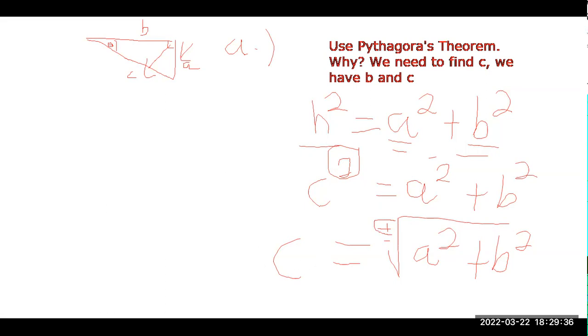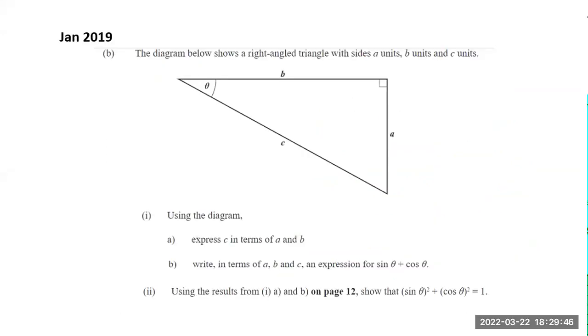So going back to our problem now, if we were to express C in terms of A and B, we know now that C would be the square root of A squared plus B squared. That would have been the first problem using Pythagoras' theorem.